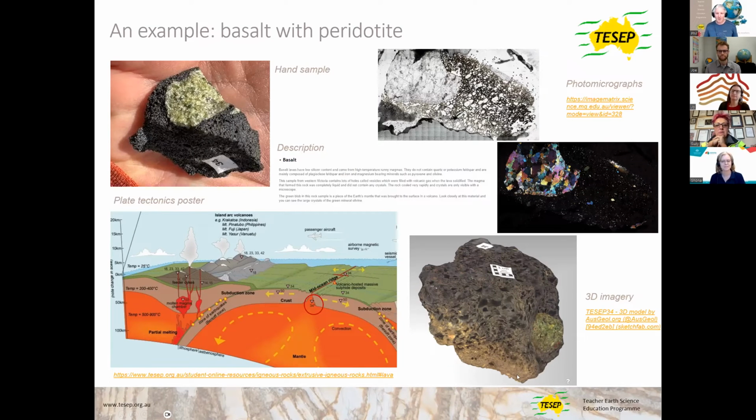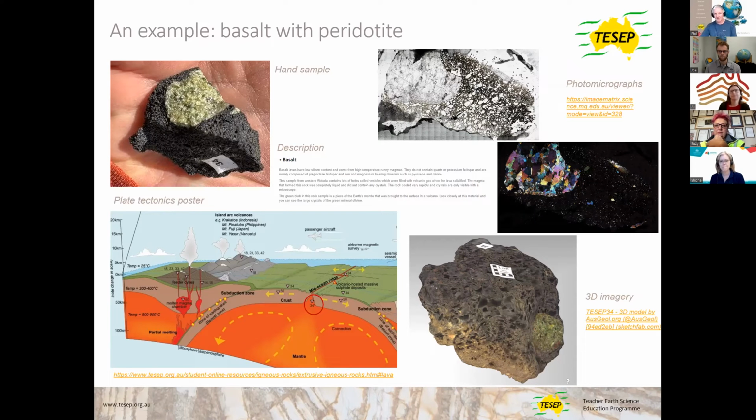We've got 3D imagery from our partners at AusGeo.org, who provide high resolution photos that you can zoom around in, and you can change the angles, change the resolution, etc. So really good for a class when you want to show people something on the screen or let students discover things themselves. And we also have photomicrographs.